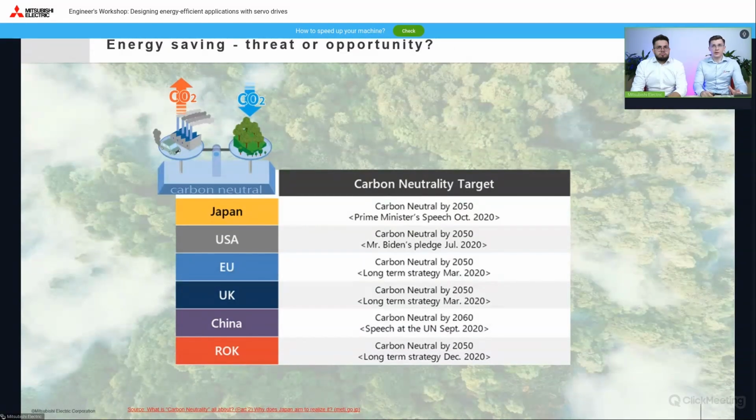For example, China declared it by 2060, and the rest of the world declared it by 2050. That's it. In fact, that ship has sailed, and whether we want it or not, we must achieve carbon neutrality. Yes, but that's not only that.